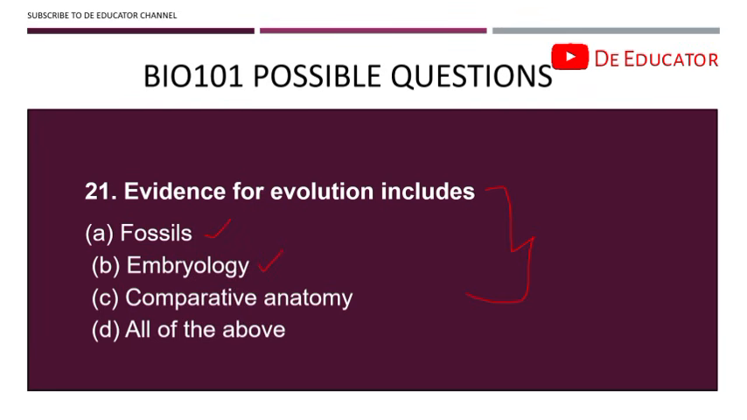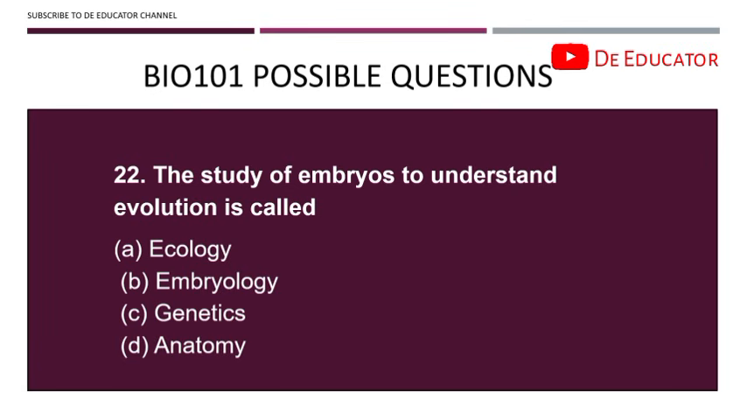Homologous is divergent, then analogous is convergent. So the answer to this question is all of the above. All of the above, they are evidences. 22. The study of embryos to understand evolution is known as embryology. Remember, logy is study, embryo. So embryology is the study of embryo. It's as simple as that.